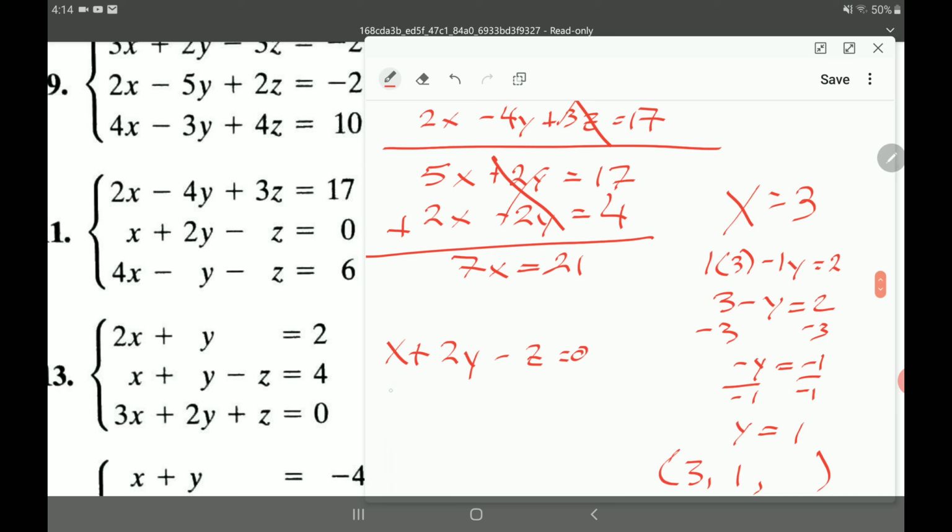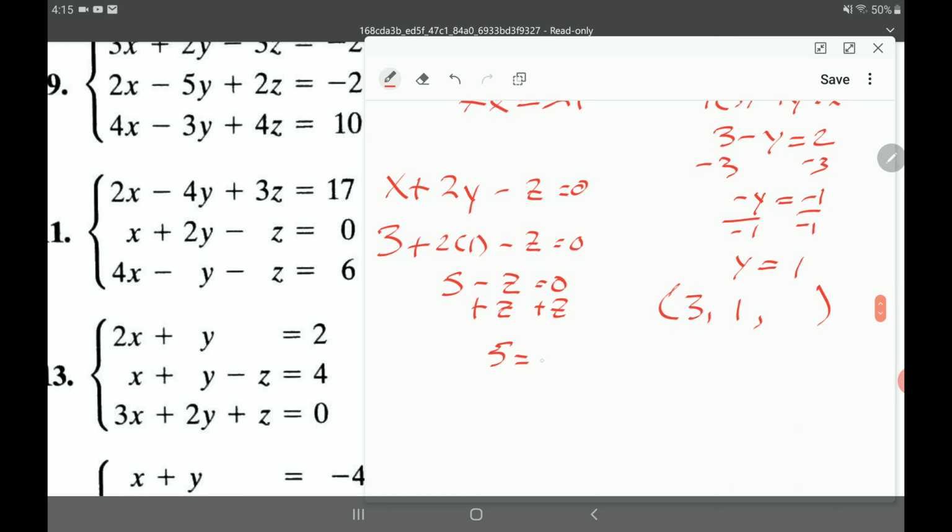Alright, so we have 3 plus 2 times 1 minus z equals 0. So 5 minus z equals 0. If I just add z over, I get 5 is equal to z.